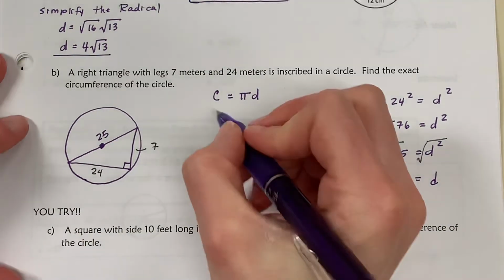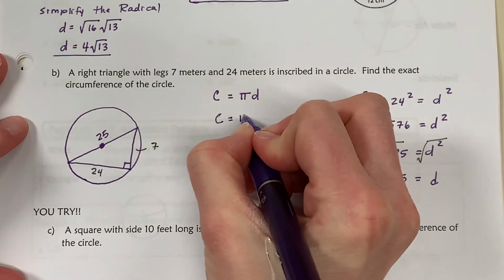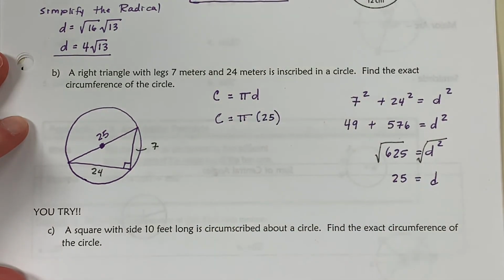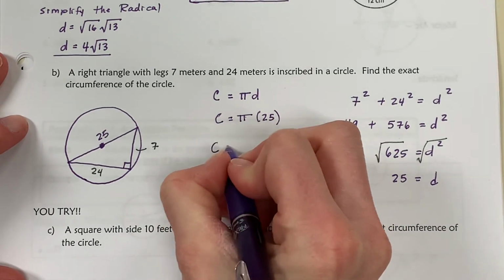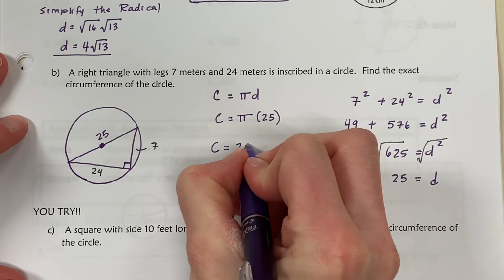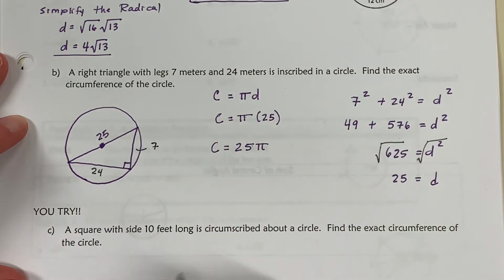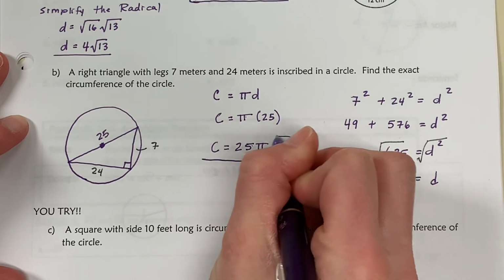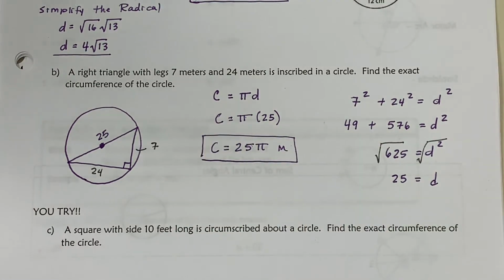So to find the circumference, I take pi times my diameter. My diameter was 25. When I write a final answer, I put my whole number first. So C is 25 pi. My unit of measure is meters. This is an exact answer. If I wanted to get an approximate answer, I would plug it into my calculator.